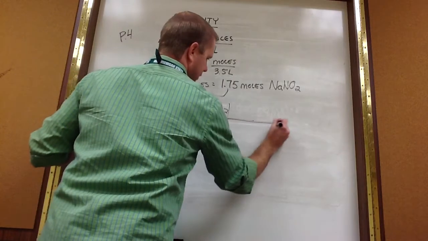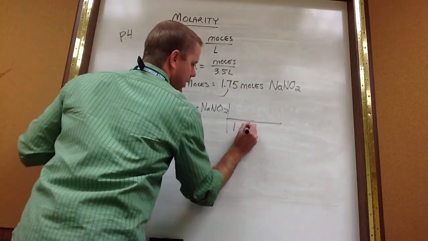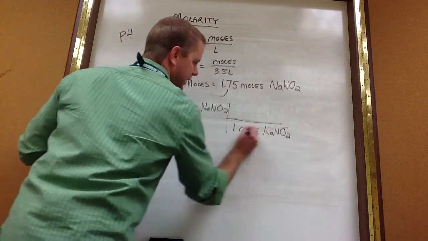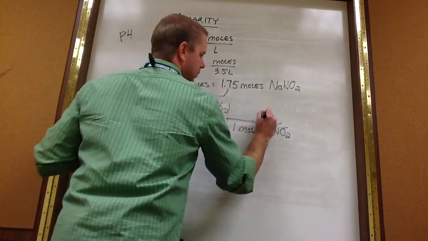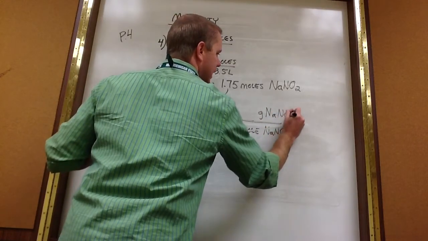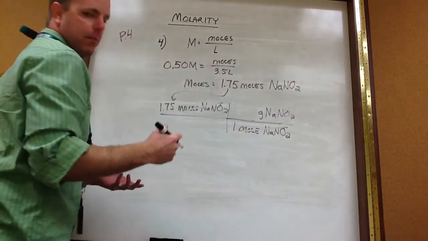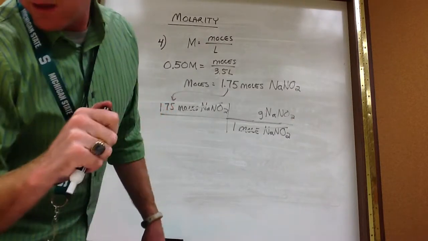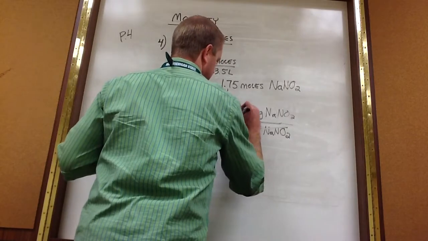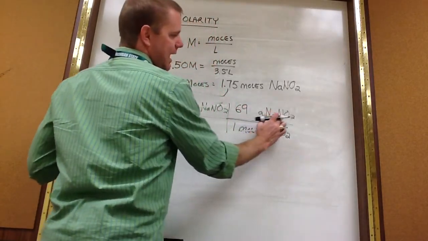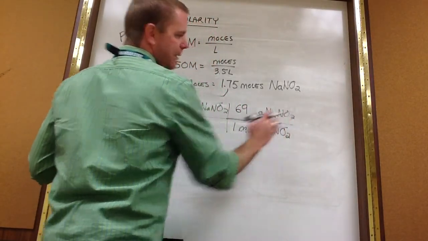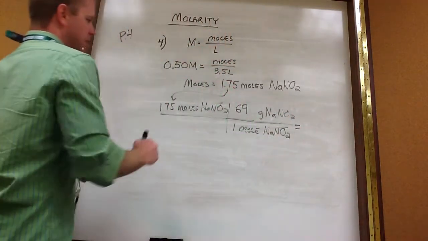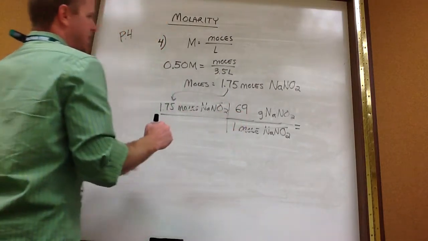Well, I like dimensional analysis. In 1 mole of NaNO2, and the reason I'm putting it on the bottom is because I want to cancel moles to moles, how many grams of NaNO2 are in 1 mole? Well, that's called the molar mass. I calculate the molar mass to be 69 grams. That's 22.99 plus 14.01 plus 2 times 16. It's 69 grams. Take 1.75 and multiply by 69.